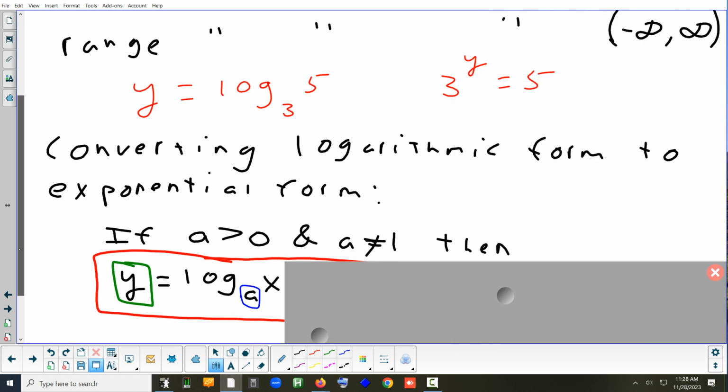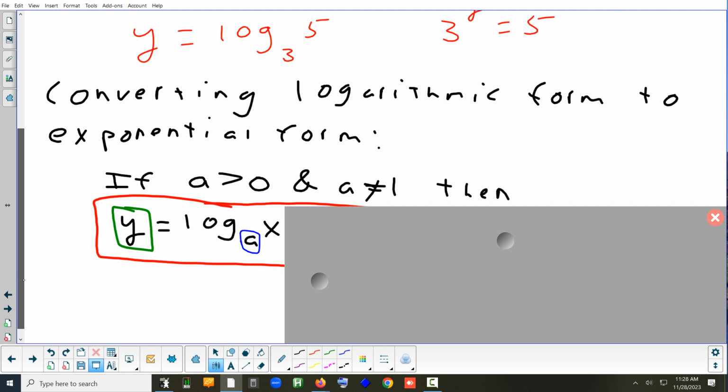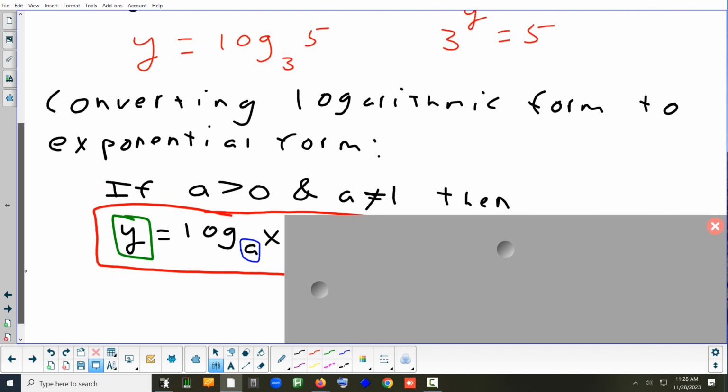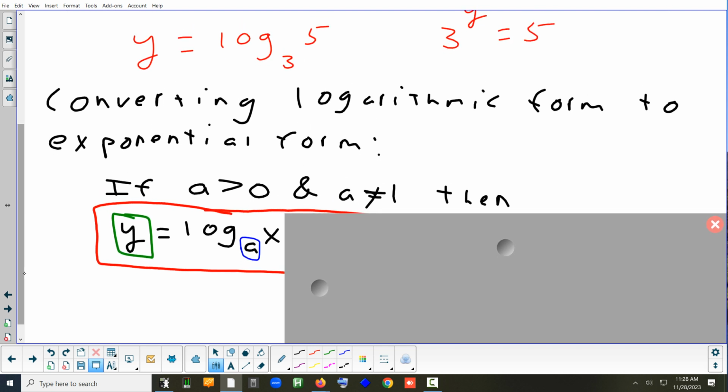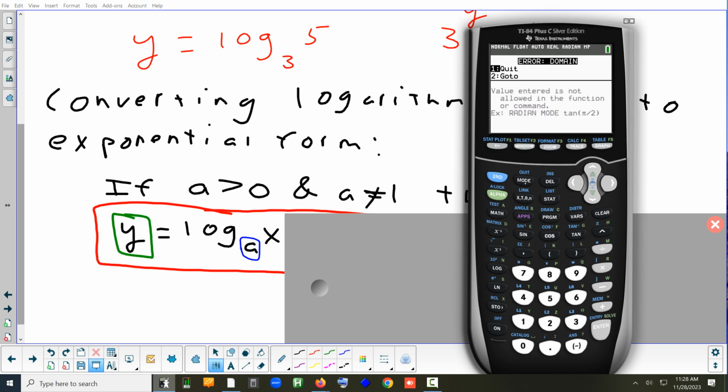So can you change the mode of a calculator so the calculator would give you an answer? Because it keeps saying like you're in real mode or radian mode. If I type in the log of a negative, yes I can. I can change the mode on the calculator. Yeah, it's right under mode. You just press mode, and then you change it to instead of putting it on real, put it on a plus bi. It's the second option.